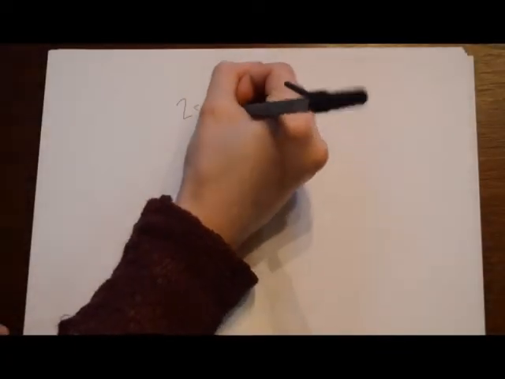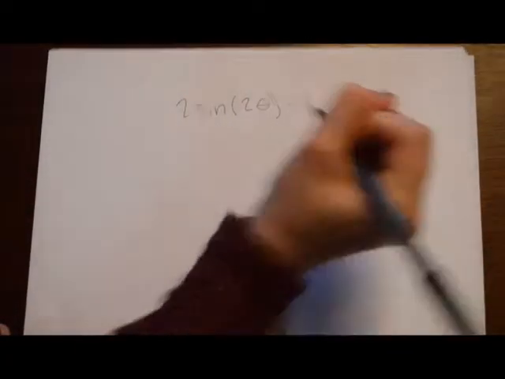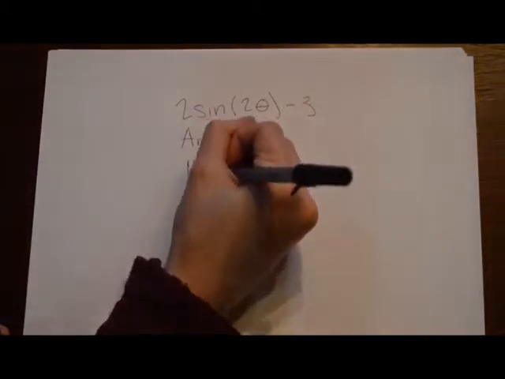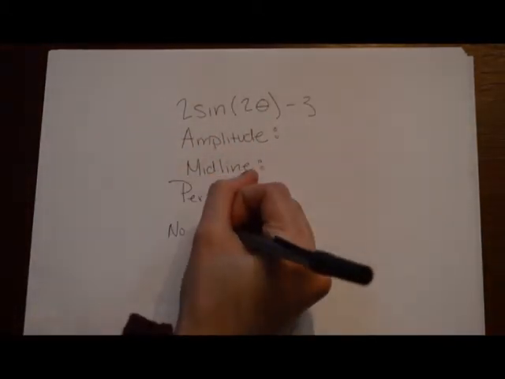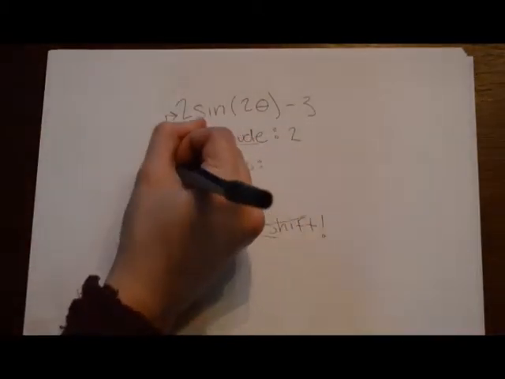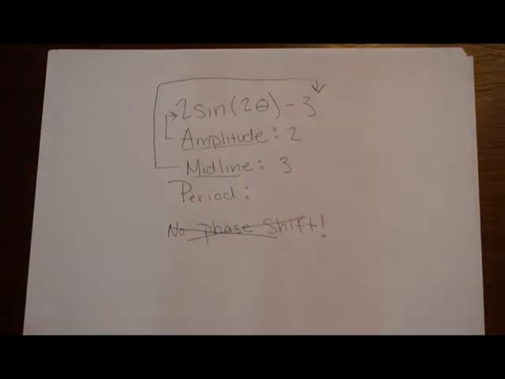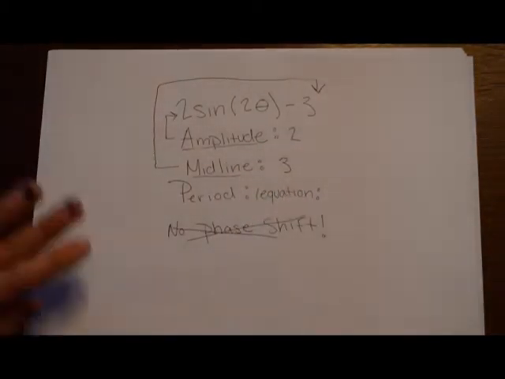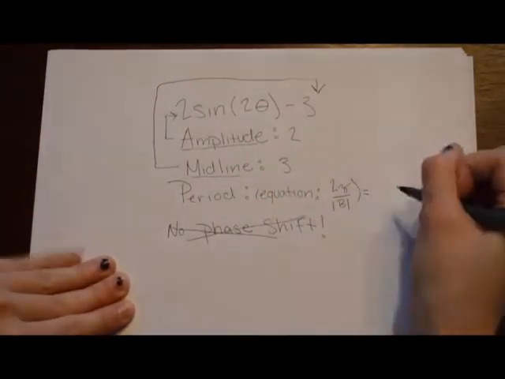For example 1, we have a very simple equation, 2 sine parentheses 2 times theta minus 3. Now it's time to find our amplitude, midline, and period. We don't have a phase shift in this problem. The amplitude is the number in front of sine. In this case, it's 2. The midline is the number outside the parentheses, which in this case is 3. The equation for period is 2 pi divided by b, so in this problem, the period is pi.